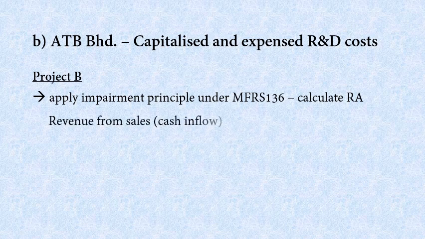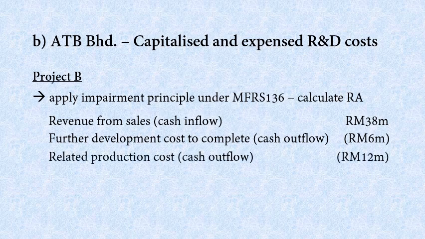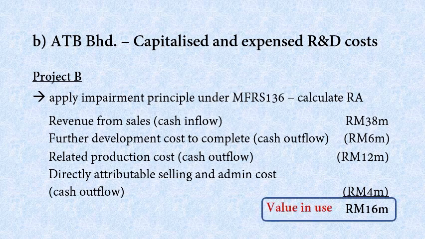So for this project, we are given 38 million worth of revenue from sales of the product, that is the cash inflow. 6 million worth of further development cost to complete the project, that is a cash outflow. Another 12 million cash outflow related to production cost, and another 4 million worth of cash outflow from directly attributable selling and administration cost. The net amount being 16 million. Now this 16 million is the amount of value in use.